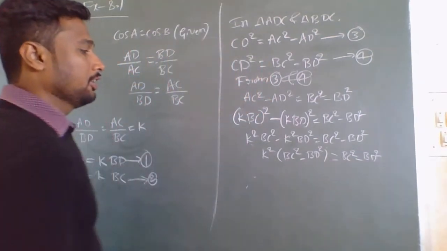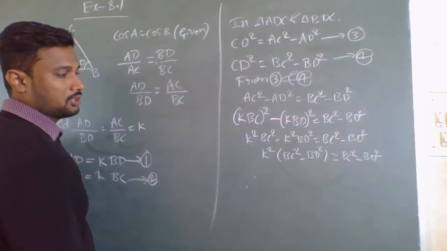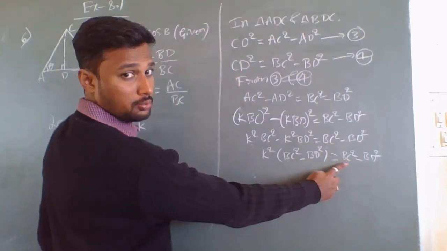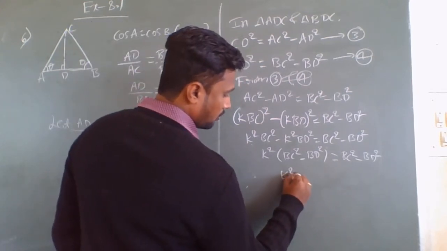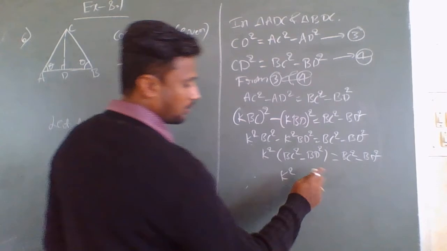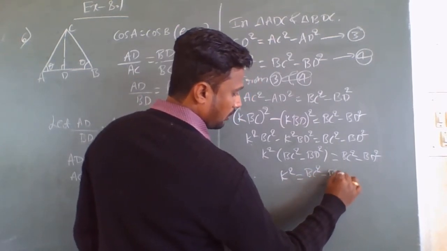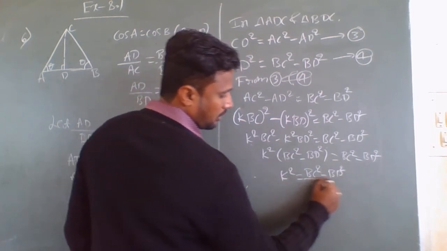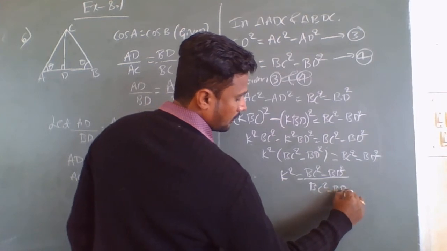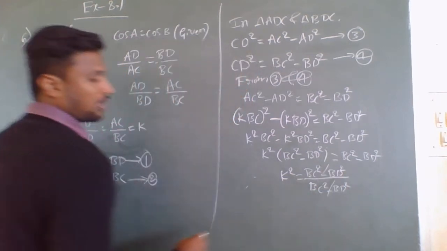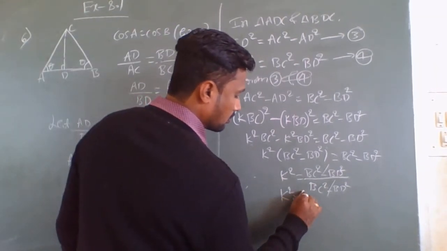So now if you move this BC square minus BD square to right hand side, what it becomes? Here already in numerator BC square minus BD square is there. So if you move this BC square minus BD square to right hand side, K square is equal to BC square minus BD square divided by BC square minus BD square. We can cancel BC square minus BD square. Therefore K square is equal to 1.